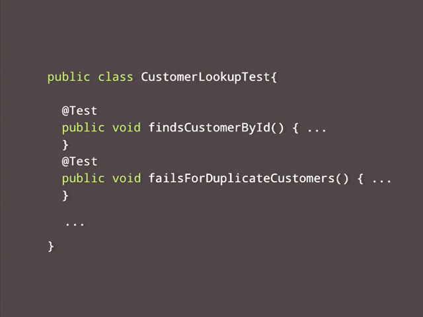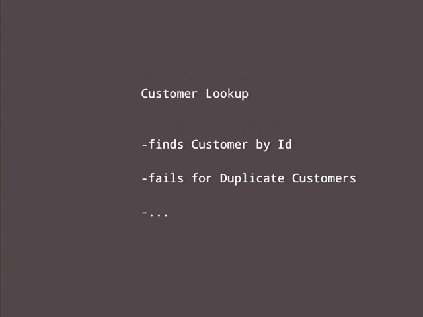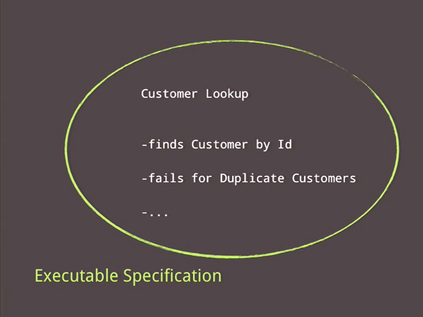And now if we look at it and remove all the Java noise, we end up basically with a little list of what the customer lookup is doing. And if you look at it, it's an executable specification because it describes the behavior. Everyone can read this. At the same time, you can run it in your build and ensure that your application fulfills the expected behavior.